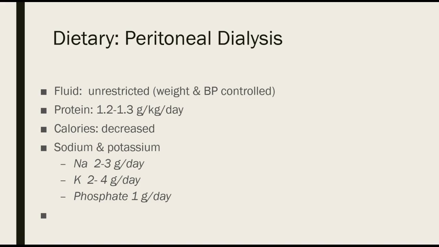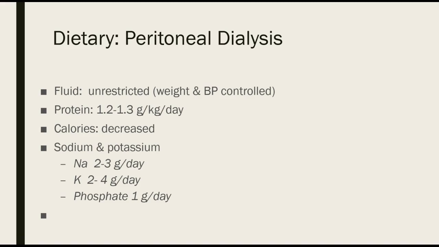Dietary standards with the different types of dialysis. There are some slight differences. This is from your book, table 46-10, talking about the dietary requirements for pre-end stage renal, which we talked about prior to this presentation, and then for peritoneal dialysis as well as hemodialysis.